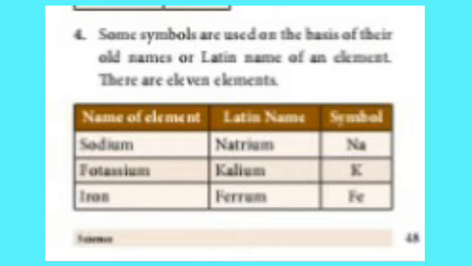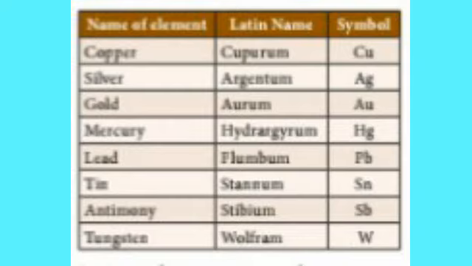Old name is the Latin name, new name is the English name. Of the element sodium, the Latin name is natrium. Their symbol is Na. Next one, the element potassium, Latin name is kalium, symbol K. Name of the element iron, Latin name is ferrum, symbol is Fe. Name of the element copper, Latin name is cuprum, symbol is Cu.